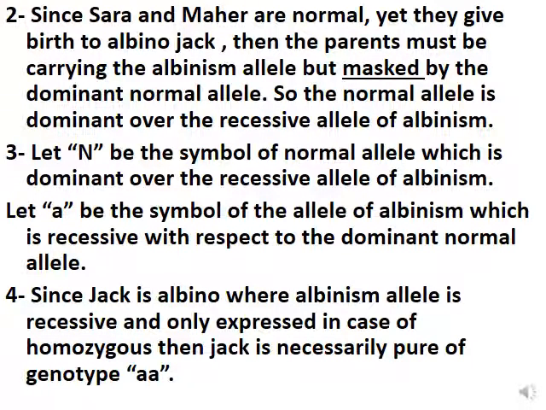Here, since Maher and Sarah are normal, but they gave birth to albino Jack, the parents carry the albinism allele, but it was masked. Very important word here: masked by the dominant allele, which is for the normal. So the normal allele is dominant over the allele of albinism, which is recessive. Let N capital be the symbol of the normal allele, which is dominant over the recessive allele of albinism, and let A small be the symbol of the allele of albinism, which is recessive with respect to the normal dominant allele.